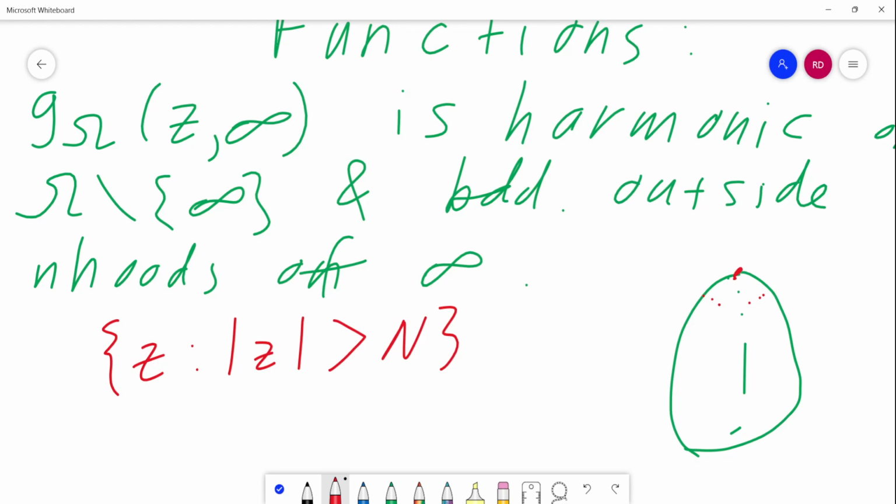So what we are saying is that omega might be some set that starts down here and goes all the way up to infinity. The Green's function might diverge, might have a pole at infinity, but if we take out some neighborhood around infinity, then it's bounded on the rest of it. So that's the first criterion.